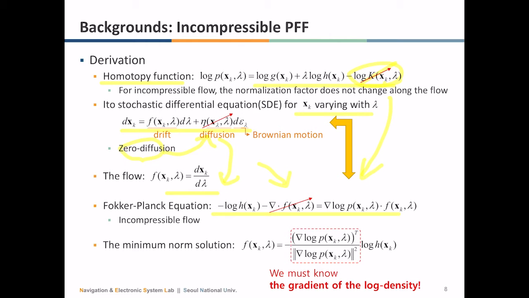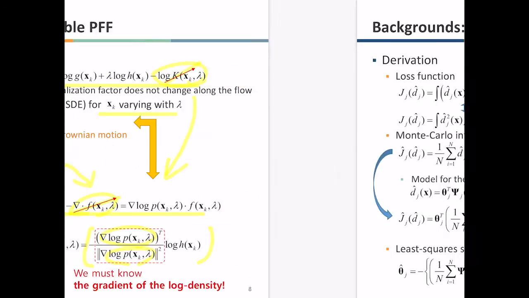Because the flow is incompressible, the divergence of the flow is zero. The minimum norm solution for this equation is like this. From this solution, we can see why we have to find the gradient of log density. Finally, we move each sample by integrating the flow from lambda 0 to lambda 1, and then we can obtain a sample set following the posterior distribution.